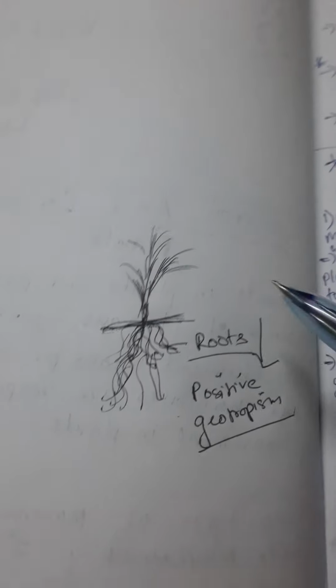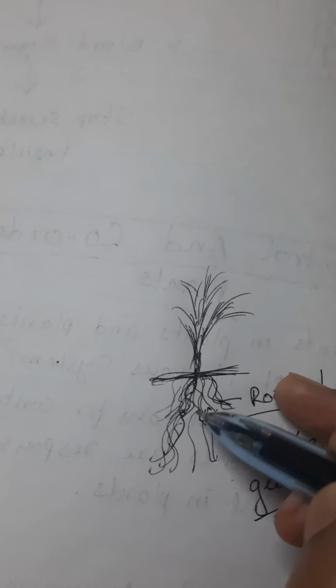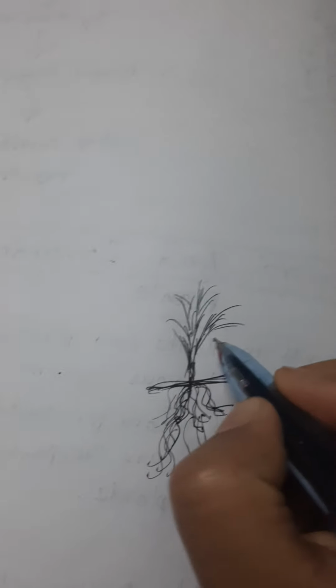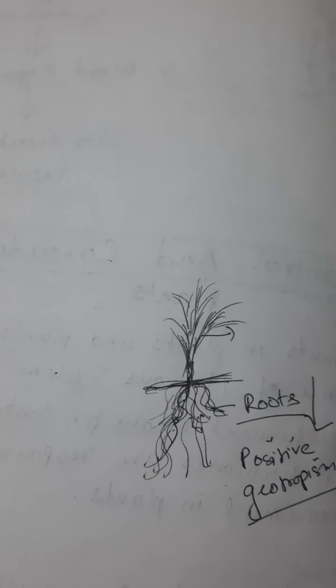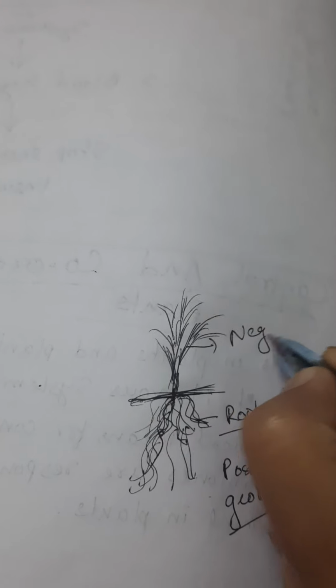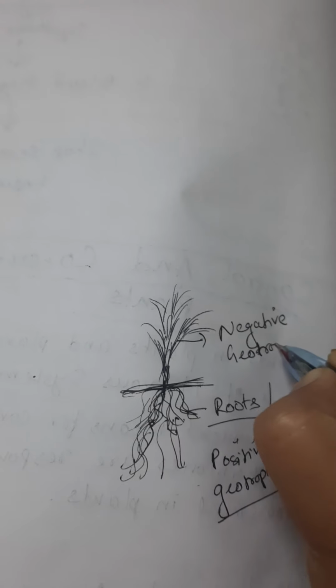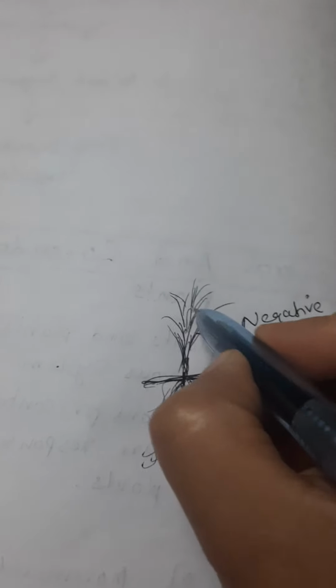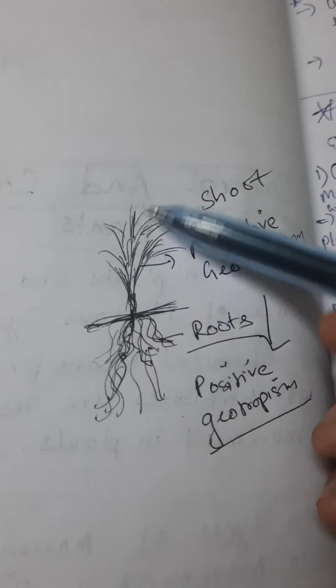And this shoot of the plant, it is growing upward, that is, it is going against the gravity, in opposite direction from the gravity. That's why the shoot of this plant shows negative geotropism. This is the shoot, that means the parts of the plant above the ground. This is called shoot. This is called roots. I hope you got it.